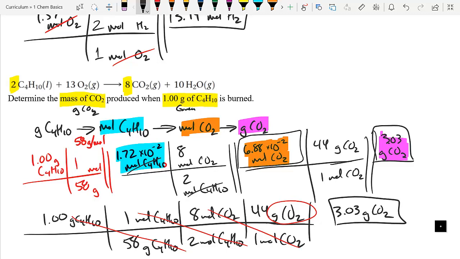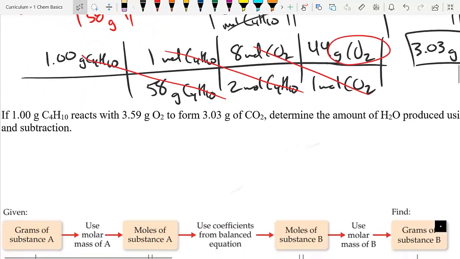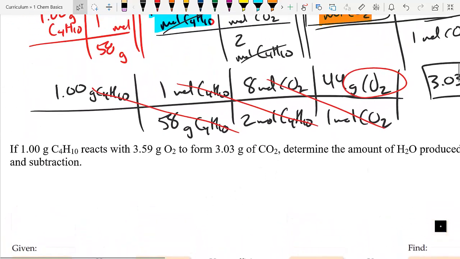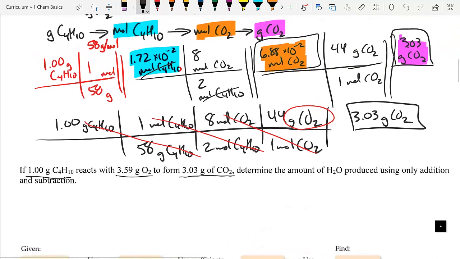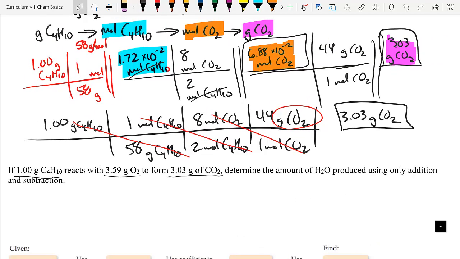Okay, so you can do this in multiple stages. Just know that it's going to take a little bit more time, and you might have a little bit of rounding error. I definitely prefer just combining these into a single chain of conversions. So next thing that I want you to consider is this. If 1 gram of C4H10 reacts with 3.59 grams of oxygen, same exact scenario as last time, and it's going to make 3.03 grams of carbon dioxide, figure out the amount of water produced using only addition and subtraction. So take a second now and see if you can work that out.